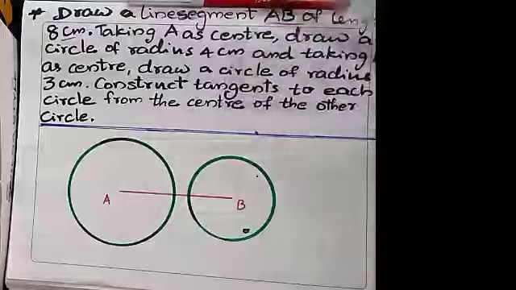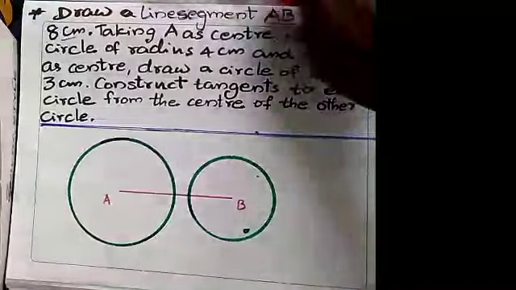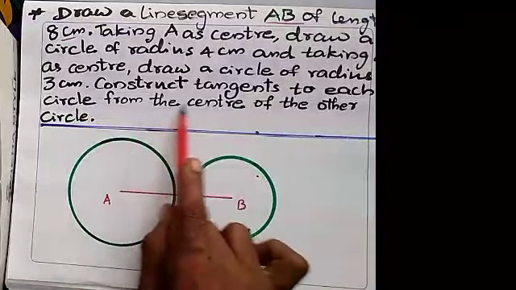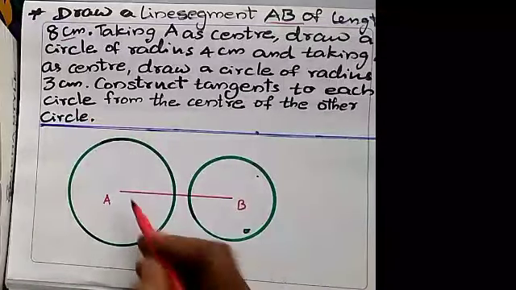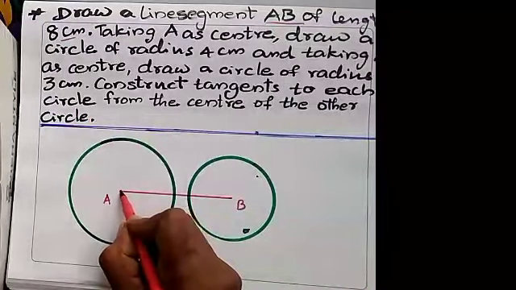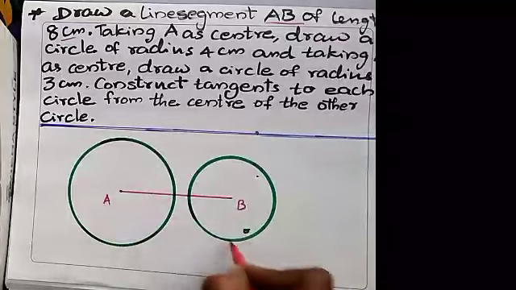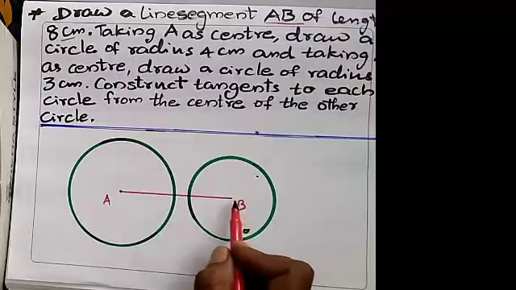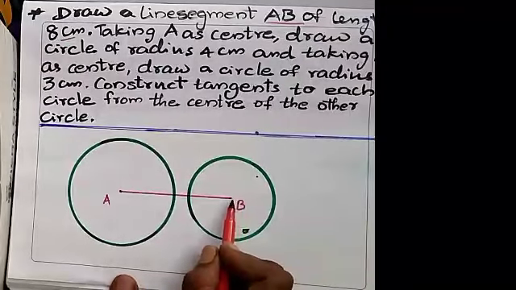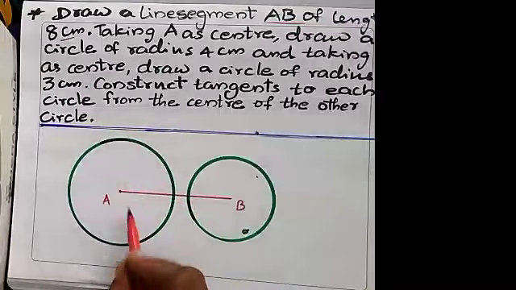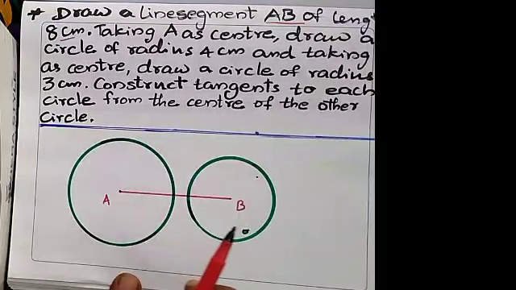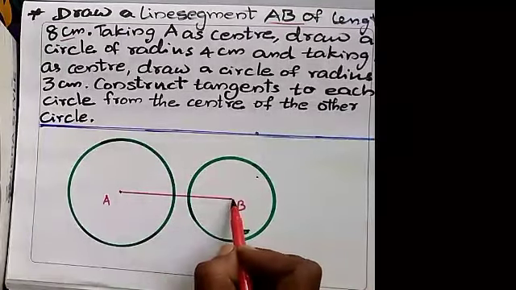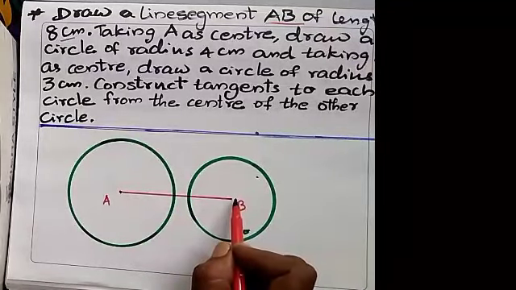Now what is given? Construct tangents to each circle from the center of the other circle. So from this point A, you need to draw two tangents to the smaller circle, the one with B as center. The same method, from B, you need to draw two tangents to the larger circle, which has the center A. So for that, you have to construct the perpendicular bisector of AB.